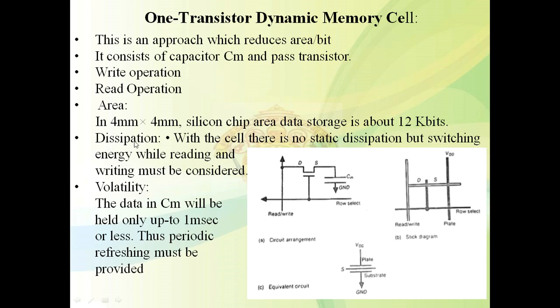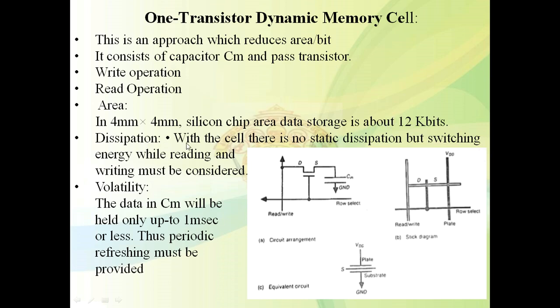Then what is the performance, that is, what is the area, what is the dissipation, and what is the volatility. In case of this one transistor dynamic cell, in the same area, that is a 4 mm by 4 mm silicon chip area, the data storage is about 12 kilobits. The number of bits is increased. In case of the previous circuit, it was 4.8 kilobits, and now here it is almost 3 times, or more than double.